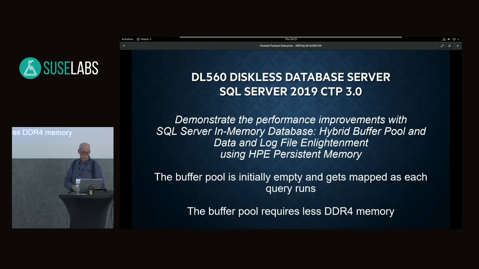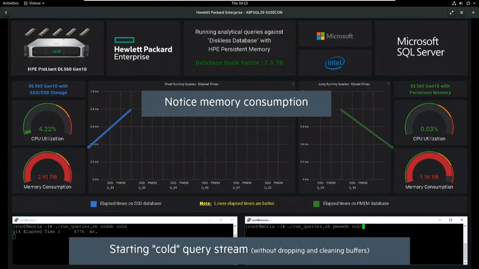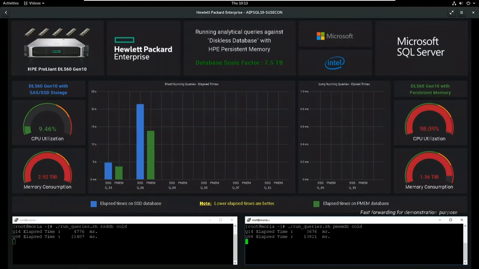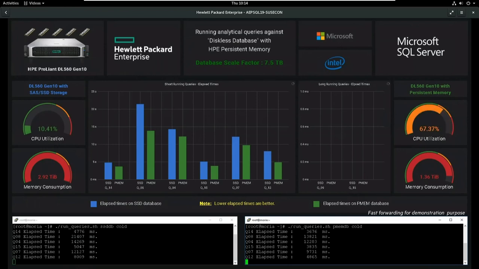Okay, this is where we start cold and then we get warm over time. And again, point out memory consumption, but lower is better. Green is new, blue is old. And so, again, you can see the kinds of things that Microsoft has done to take advantage of persistent memory and app direct mode are paying off.